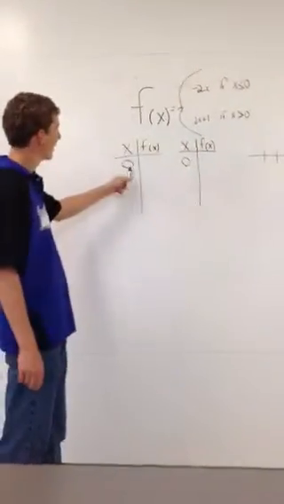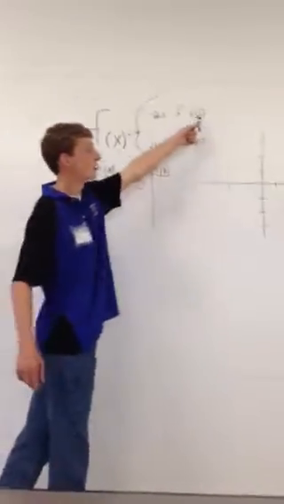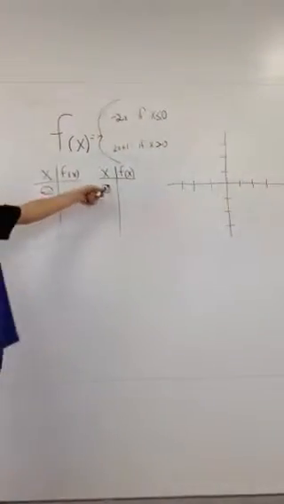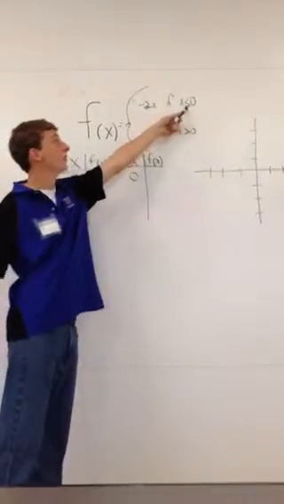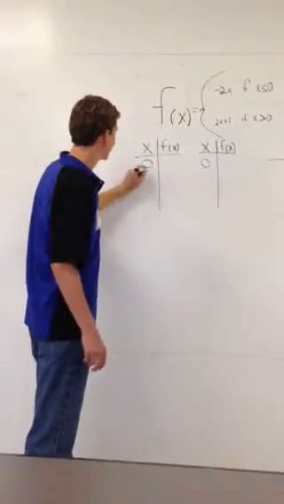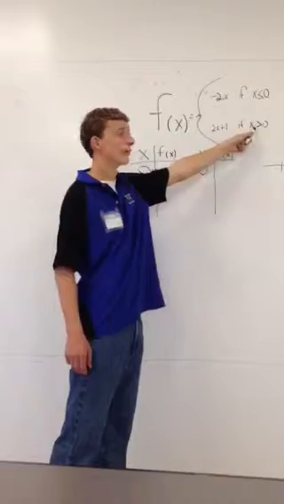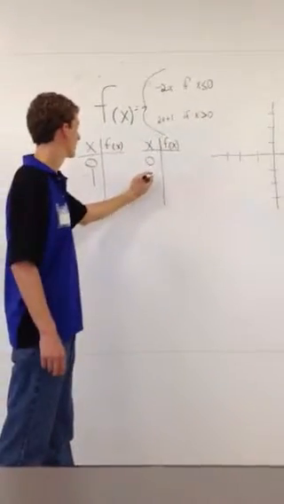For the first part, since both our restrictions are 0 here, we're going to put zeros in the x column. And for the next part, since this is less than or equal to, we're going to put a -1 here. And for here, this is greater than 0, so we're going to put a 1 here.